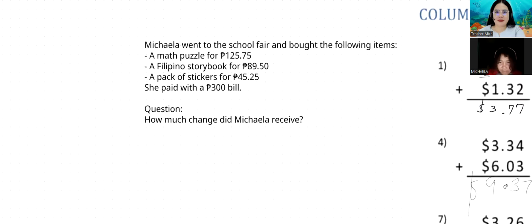Michaela went to school fair and bought the following items: a math puzzle for 125 pesos and 75 centavos. Okay. How about a Filipino storybook? 89 pesos and 50 centavos. Again, 89 pesos and 50 centavos, very good.